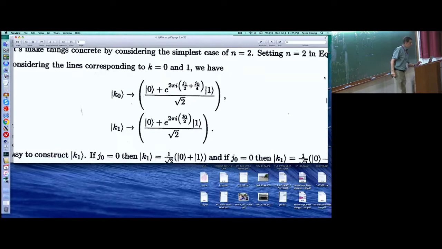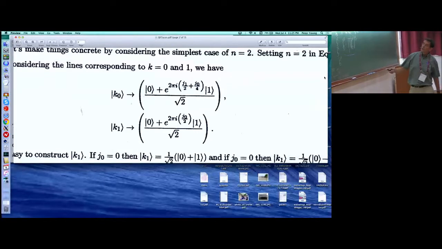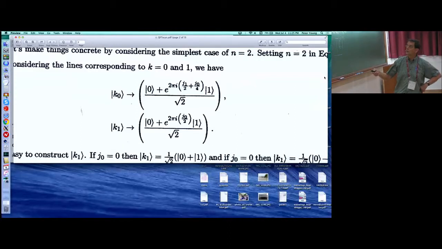So let's consider the simplest case of n equals 2. So we just have 2 bits, so there's 4 terms, 2 squared terms, and for a particular value of the input to the Fourier transform specified by bits j1 and j0, we have a sum. The least significant bit on the right-hand side has 2 terms, 0 plus this exponential times 1, and the more significant bit on the right-hand side has 2 terms, 0 plus e to the 2 pi i j0 over 2 times 1. So I get the coefficient of 0 is 1 over root 2, and the coefficient of 1 is e to the 2 pi i j0 over 2. So it's 1 if j0 is 0, and it's minus 1, e to the pi i, if j0 is 1.